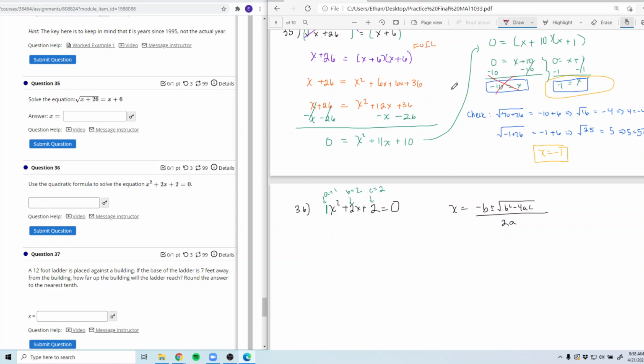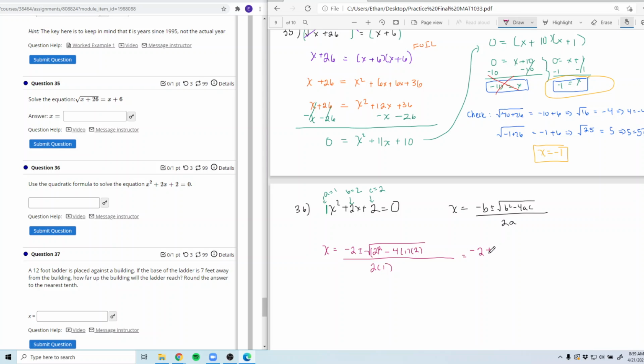All right, but all we've got to do here is plug in a, b, and c. b is 2, so we've got negative 2 plus or minus the square root of 2 squared minus, I like to put the b in parentheses, even if it's positive, minus 4 times a, which is 1, times c, which is 2, all over 2 times a, which is 1.